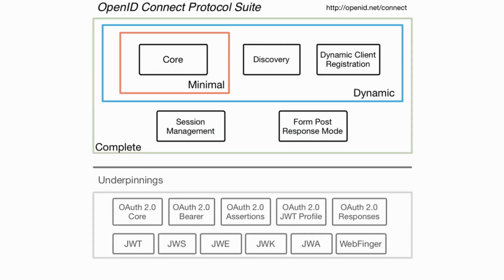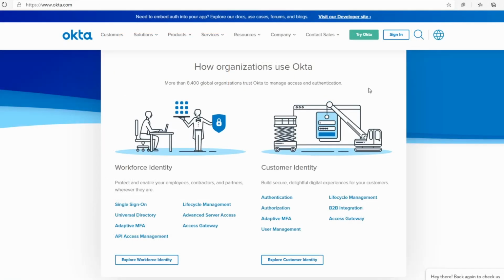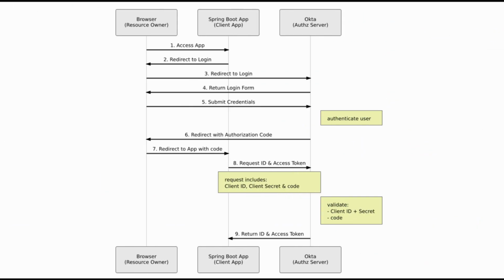OpenID Connect or OIDC is a simple identity and authentication layer on top of the OAuth 2.0 protocol. It allows clients to verify the identity of the end user based on the authentication performed by the authorization server, as well as to obtain the basic profile information about the end user. Okta, with the help of OAuth 2.0 and OIDC protocols, provides the ability to link a user's digital identity across separate security domains. This is the authorization code flow provided by Okta.